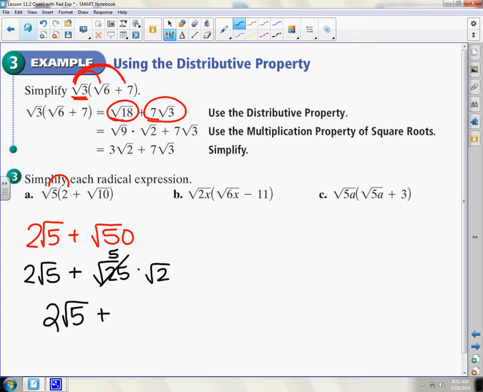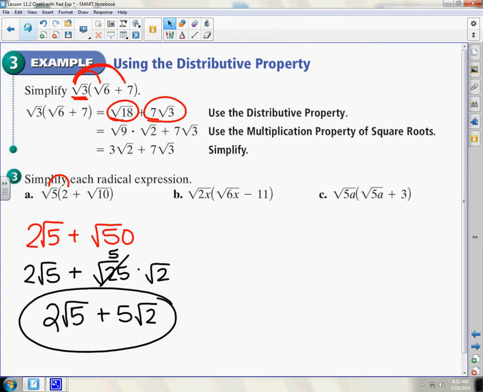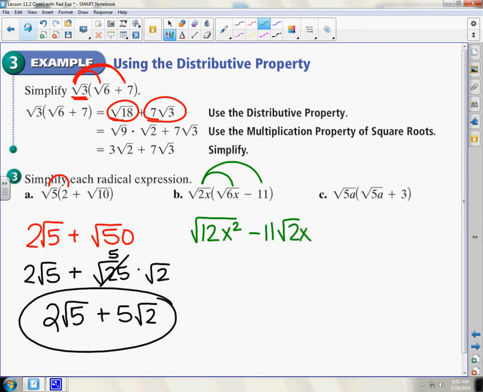2 square root of 5 plus 5 square root of 2. And you're done. This one gets a little bit trickier because it has variables. So now what you do is you have to do the 2 times the 6, which is the 12, and x times x, which is x squared. And it all has to be under the radical sign. And then this is negative 11 square root of 2x.